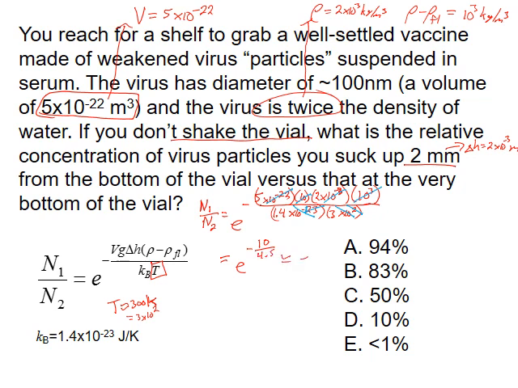So that's about e to the negative 2, which is like 1 over e squared, which is pretty close to 1 over 10, so about 10%. There we go. So you would suck up about 10% in concentration.